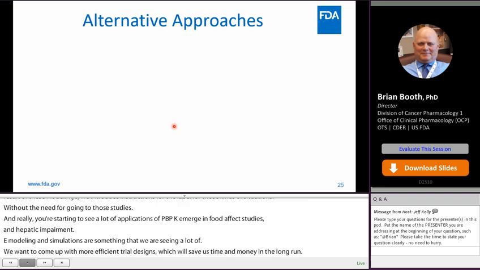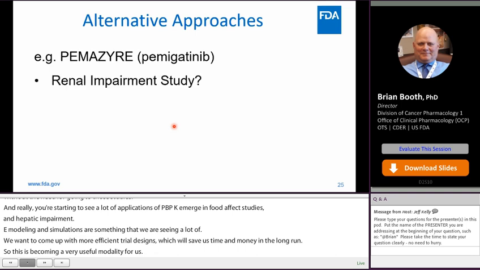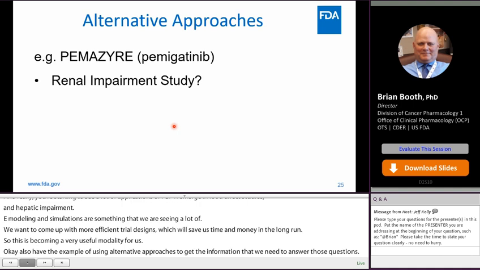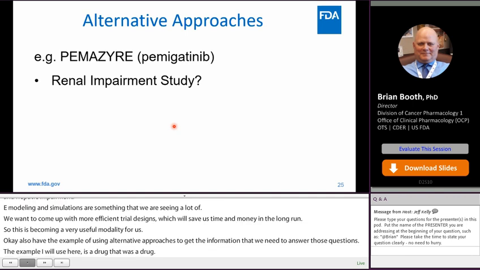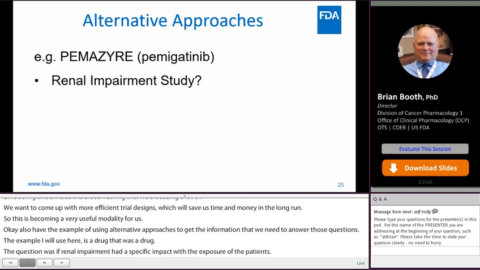Okay, so we also have examples of using alternative approaches to get the information that we need to answer those questions. And the example I'm going to use here is pemigatinib, which is a drug that was renally excreted. And so the question was whether or not renal impairment had a significant impact on the exposure of the drug in the patients. And if you remember from a few slides before, I've depicted this as occurring in a standalone dedicated study. And those can be difficult to do in some respects.